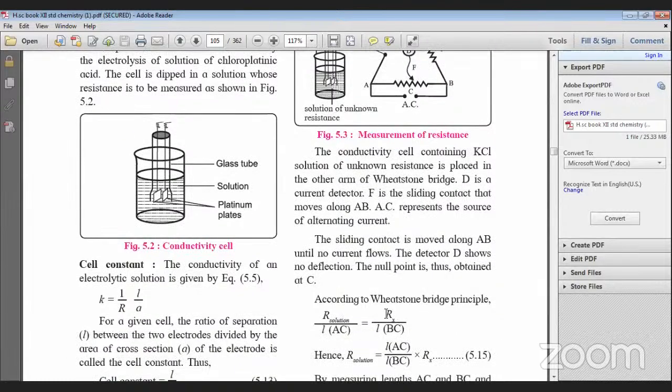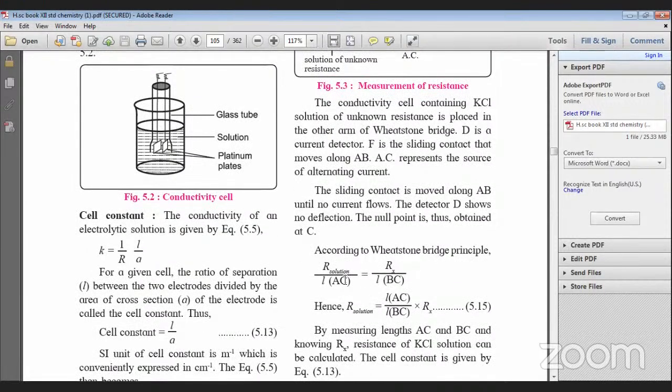So the formula is given. Across AB, where we are getting that null point, that length we have to measure. So it will get divided into length AC and length BC. Okay, so length AC and length BC is what? It is the length obtained when a particular point on this wire AB shows zero deflection, or we'll call it a null point. So null point here is C.